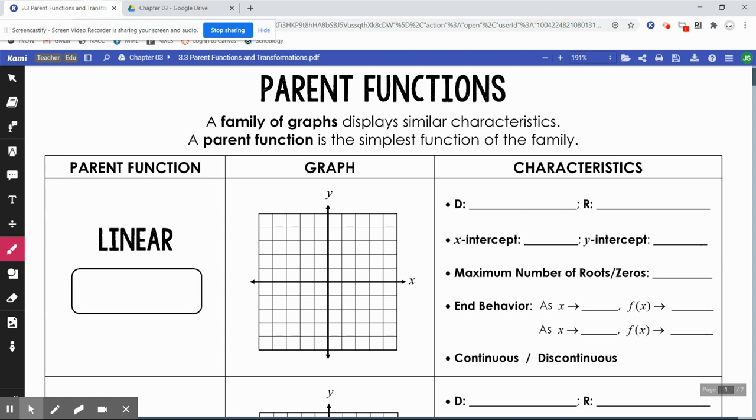There are lots of different types of parent functions, and that's what we're going to be discussing in this video. These parent functions are parents of a family of graphs. And what we mean by a family of graphs is graphs that display similar characteristics.